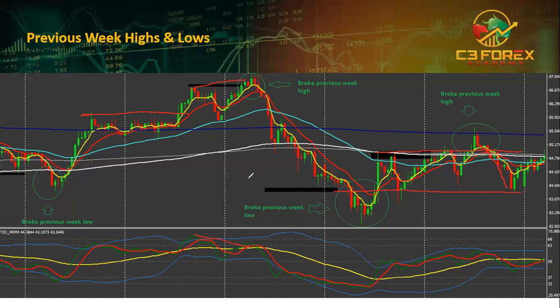So you see how price likes to stay in ranges. Like I told you in the earlier slides, price moves inside of a range about 80% of the year. So when they break the high or the low, we can expect them to make a move back inside of the range.